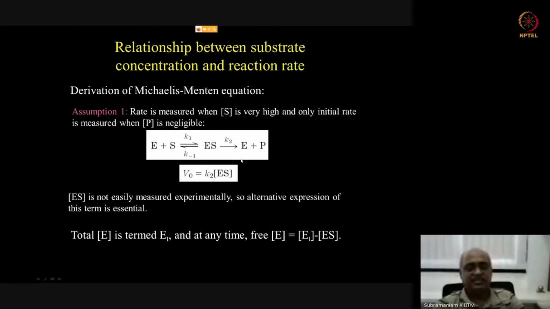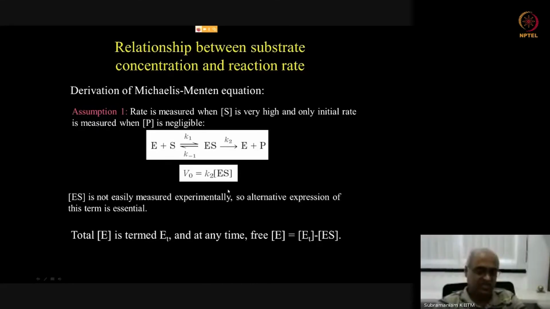Under this condition, this is the rate of the reaction: ES becoming E plus P, which is actually S having become P. So this is the rate limiting step. That is the one that is going to define the rate of the overall reaction. This we saw at the very beginning. Therefore, it is proportional to the concentration of the reactant, which here is ES, and that proportionality constant is K2. So V0 equals K2 times ES. This will be the rate of the reaction under this assumption.